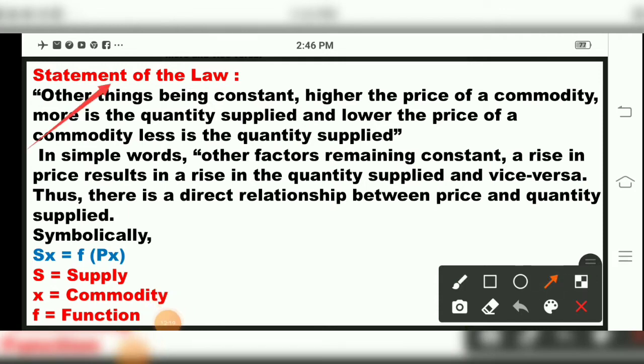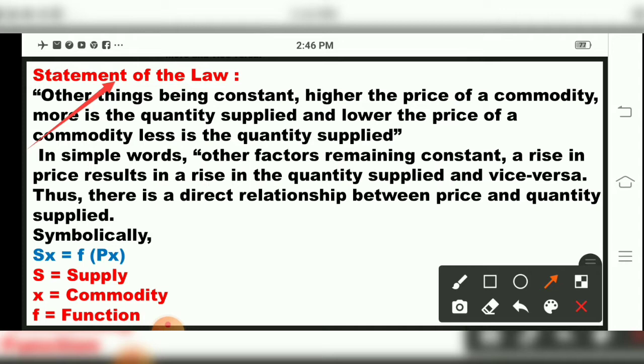Now the statement of law is, other things being constant, higher the price of a commodity, more is the quantity supplied, and lower the price of the commodity, less is the quantity supplied. So in simple words, other factors remaining constant, a rise in price results in a rise in quantity supplied, and vice versa. Thus there is a direct relationship between price and quantity supplied.